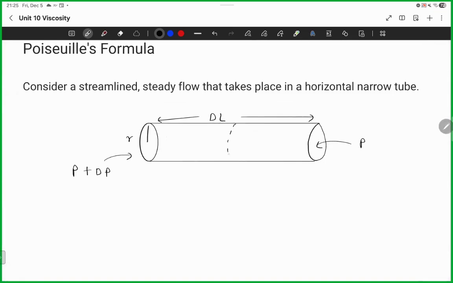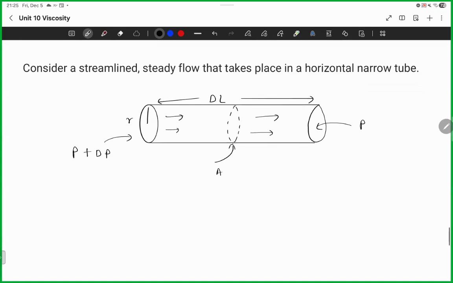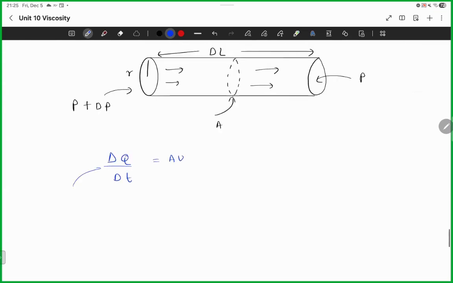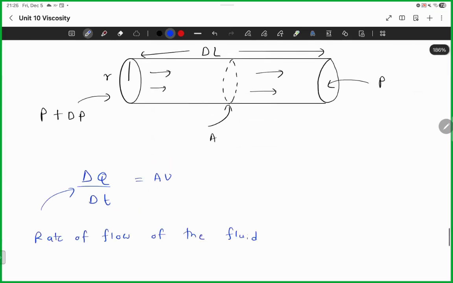So I'm going to consider a particular cross-sectional area A. So the fluid moves like so. Streamlined motion, it's steady flow. All those conditions are met. The flow is like so. Now you know the rate of flow of a fluid that you have done, right? What's the rate of flow of a fluid? Delta Q over delta T. That's equal to AV, right? So the rate of flow of the fluid is equal to the area times the velocity.